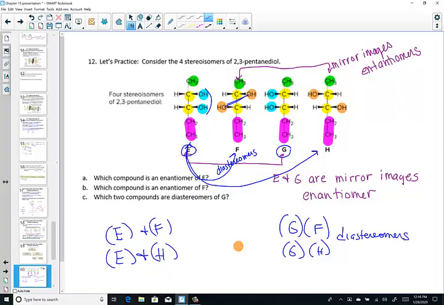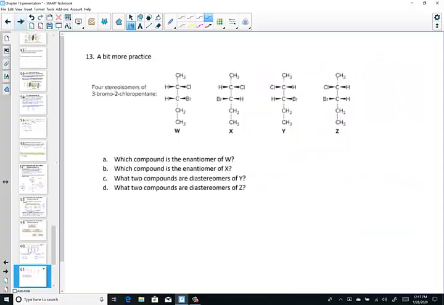So my first task was to figure out who really are the mirror images. E and G go together, and F and H go together. Those are mirror images. Any other combinations of those letters would create diastereomers, not mirror images. Okay, how about a bit more practice?